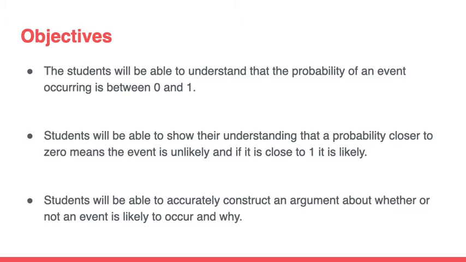The objectives for this lesson are: the students will be able to understand that the probability of an event occurring is between 0 and 1. Students will be able to show their understanding that a probability close to 0 means that the event is unlikely, and if it is close to 1, it is likely. And students will be able to accurately construct an argument whether or not an event is likely to occur and why. These are objectives that the students will be able to do by the end of the lesson.